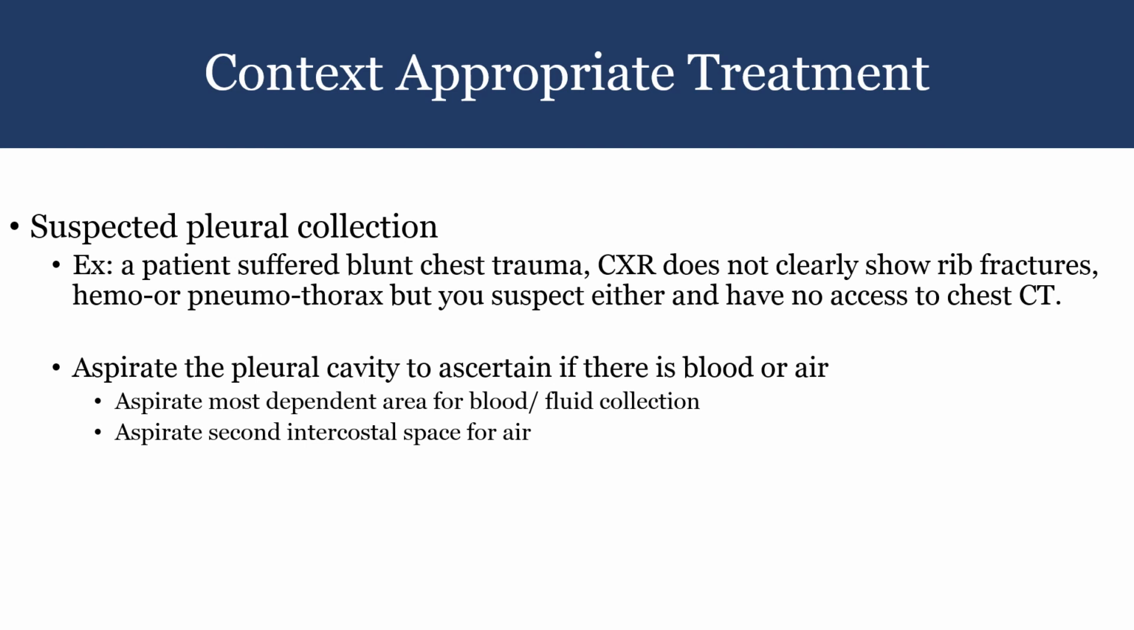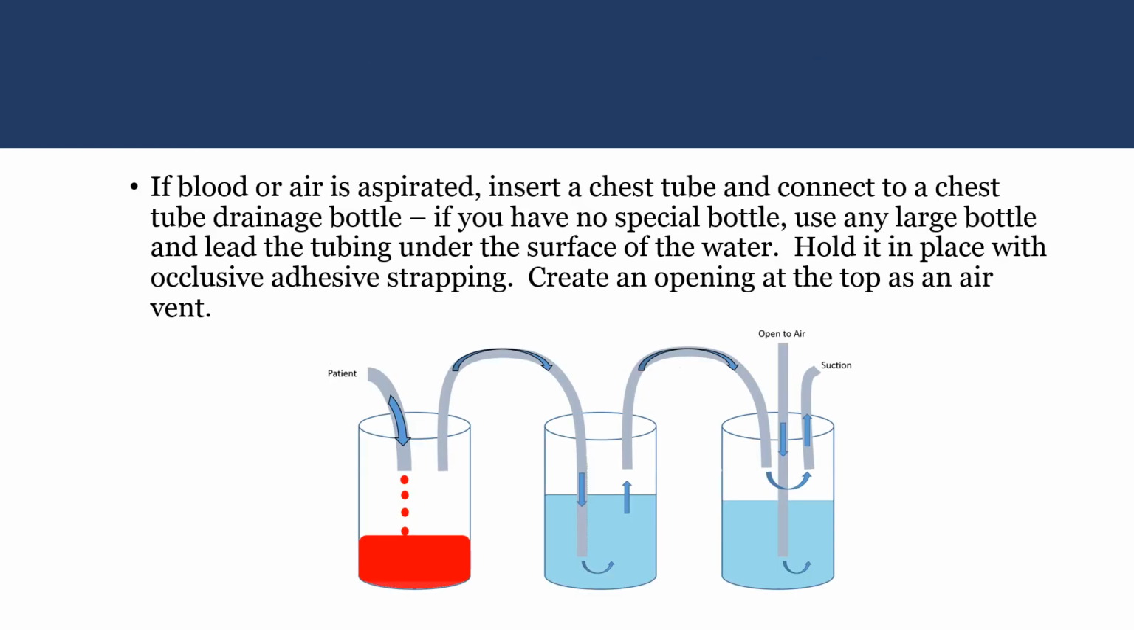Aspirate the pleural cavity to ascertain if there is blood or air, and make sure you aspirate the most dependent area for blood or fluid collection. If you want to aspirate for air, aspirate the second intercostal space. If blood or air is suspected, then insert a chest tube and connect it to an underwater seal drainage bottle.